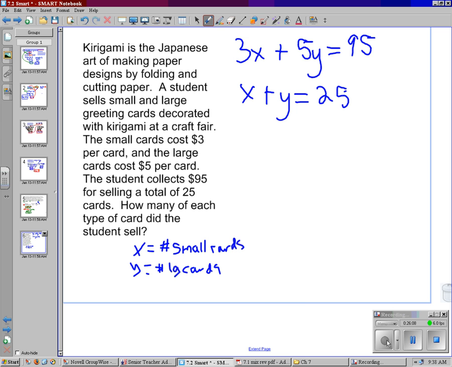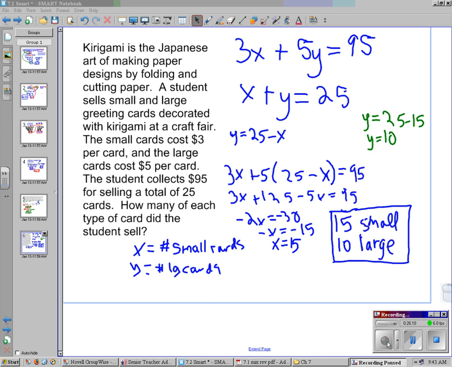Okay, please solve them. All right, as we look at this, Grant solved for Y, so that we have Y equals 25 minus X, and substituting it in, finding out then that there are 15 small cards and 10 large cards with the substitution that's up there. Now, I'm going to go to another screen. I'm going to show you that you can do it with the other way that some of you were trying to do it.